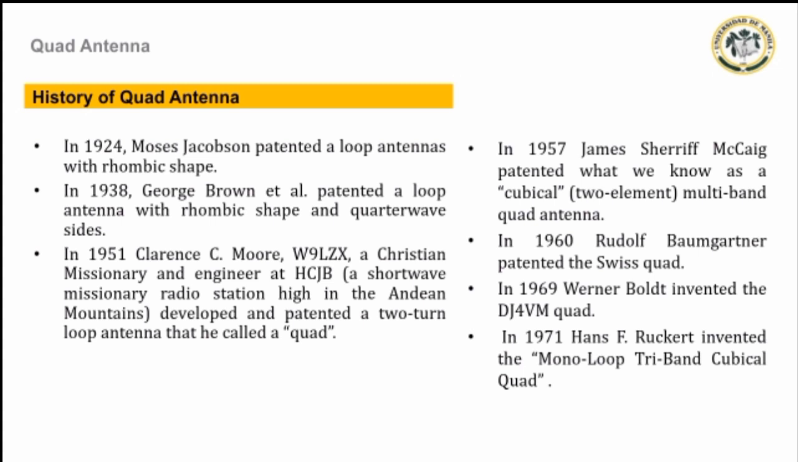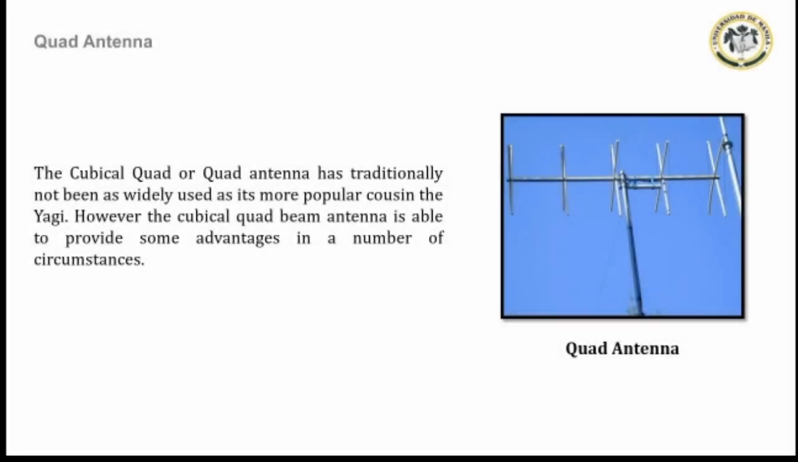Ruckert. In 1971, Hans F. Ruckert invented the monolith tri-band cubical quad. A tri-band cubical quad has more gain than a 3-element Yagi. However, adding quad elements produces diminishing returns. And now, we will discuss the main topic, which is the quad antenna.